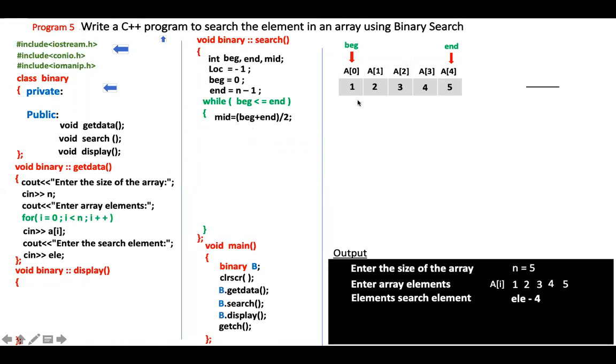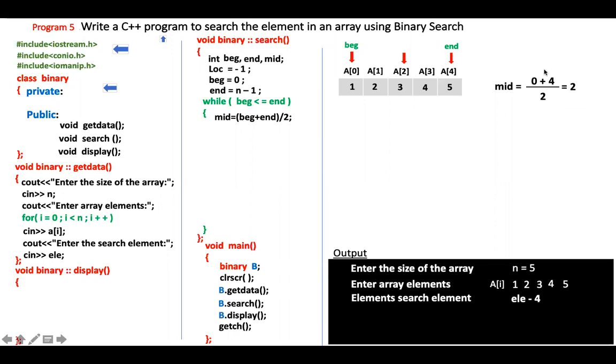Next, how to find the mid value? See, the mid value is nothing but beginning plus end divided by 2. Then you will get your mid value. I'll write mid is equal to: the beginning position is 0, the end position is 4, and everything is divided by 2 according to the formula. So 0 plus 4 is 4. 4 divided by 2 is 2.